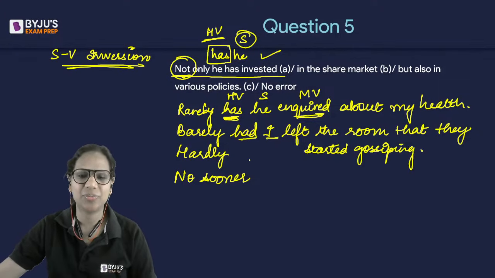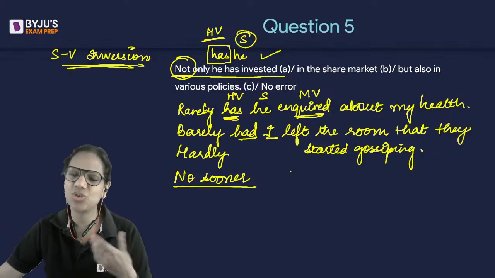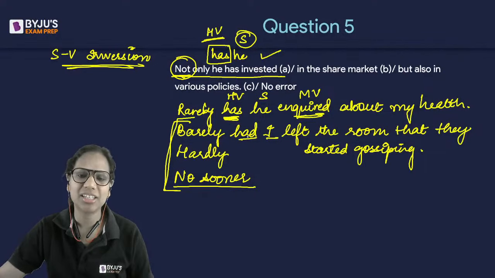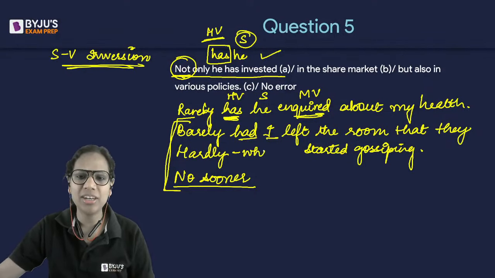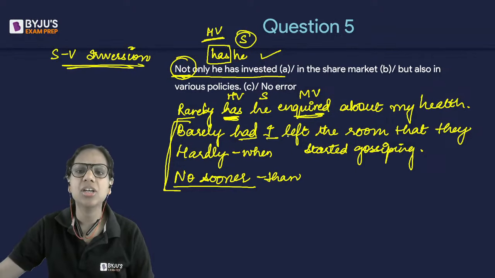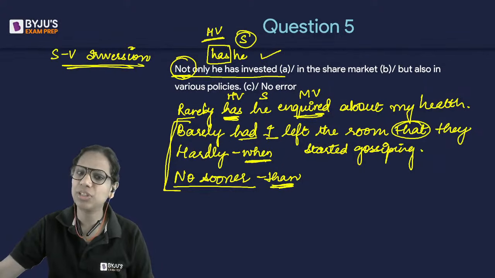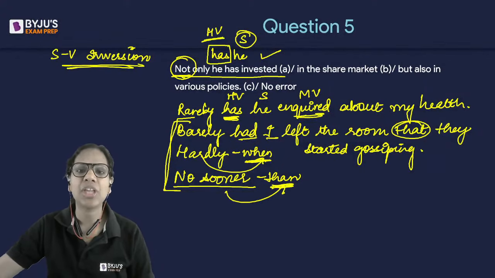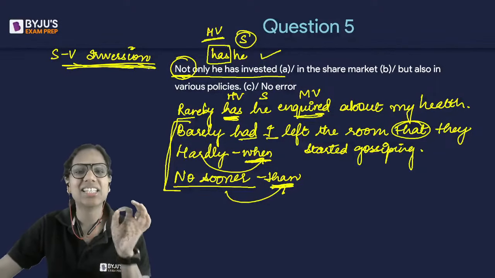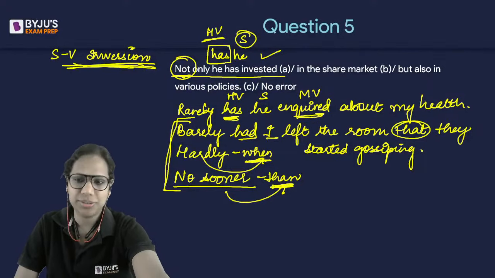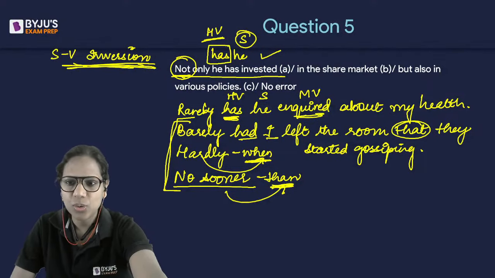Okay, so had I. No sooner, again, same story. No sooner had I left the room, hardly had I left the room. So these are used in a similar manner, right? Hardly is followed by when, no sooner is followed by than. So hardly had I left the room when they started gossiping, no sooner had I left the room than they started gossiping. Please take care of this. Barely here that will come, but with hardly when, no sooner than. And the main thing that we are learning is that subject verb inversion will happen when a sentence begins with a negative word.